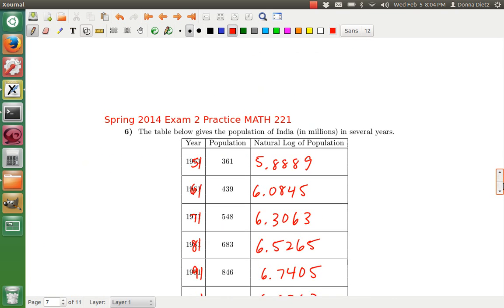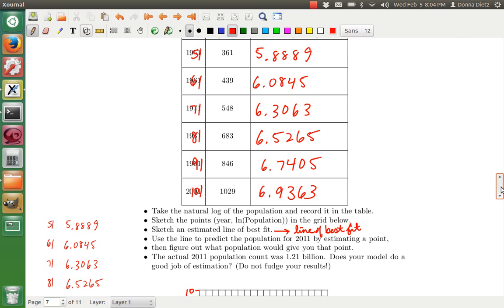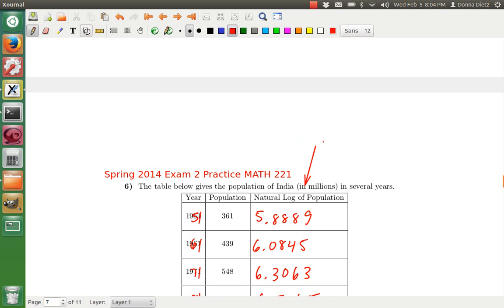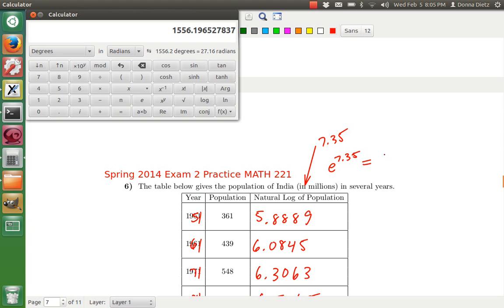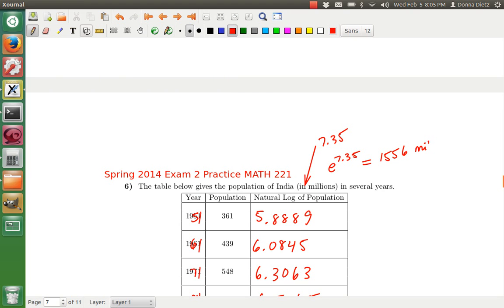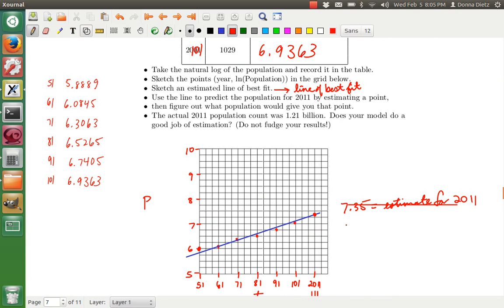Let's go back and figure out what we're saying. We're saying in this column, the natural log of the population is 7.35. So what would the population be? Aha. So I would have to say e to the 7.35 is equal to what? So e to the power of 7.35 equals 1556 million, which is the wrong units, which is really like 1.5 billion, or 1.6 billion.